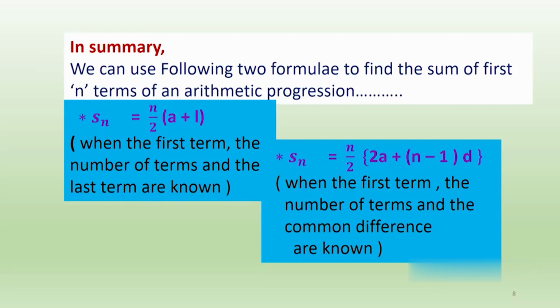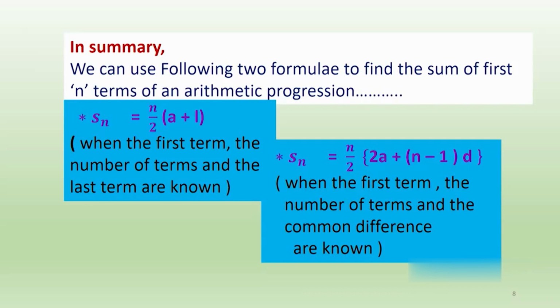In the first formula you learned, Sn equals n over 2 times (a plus l), we are using the first term, the last term and the number of terms. So what are those? n is the number of terms, a is the first term, l is the last term. In the other formula, Sn equals n over 2 times (2a plus (n minus 1)d), we have to use the number of terms, the first term and the common difference.